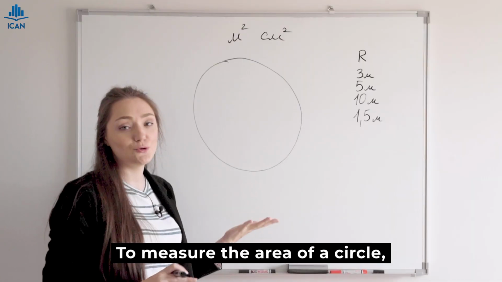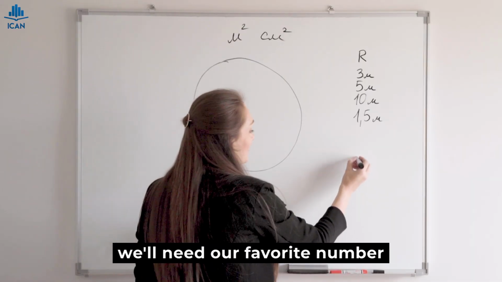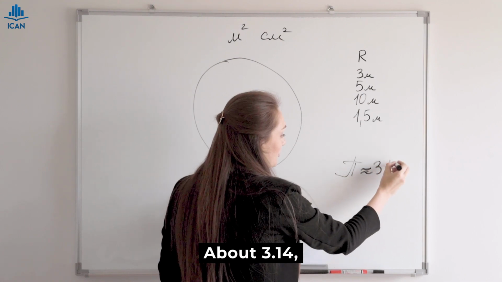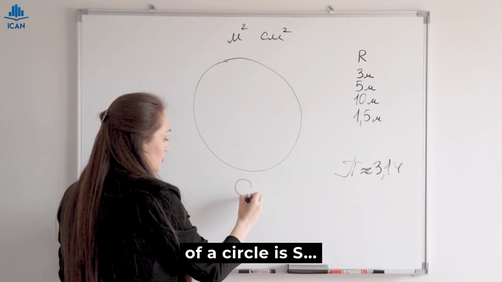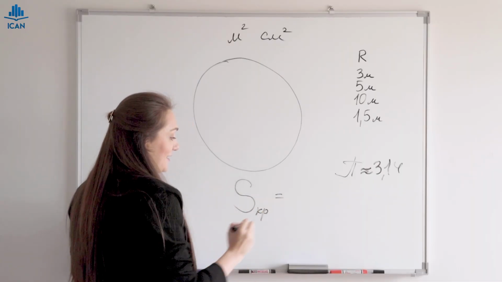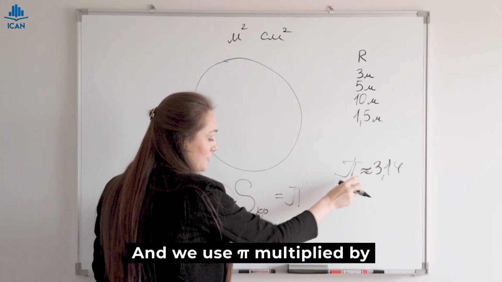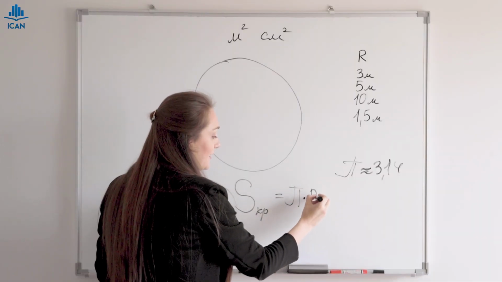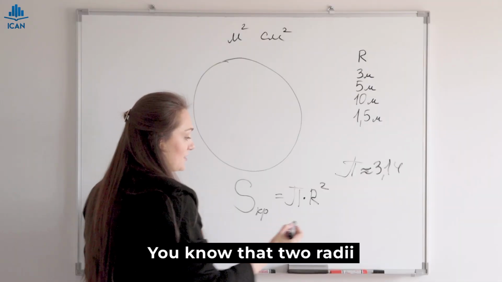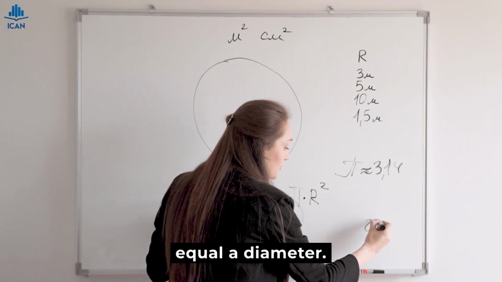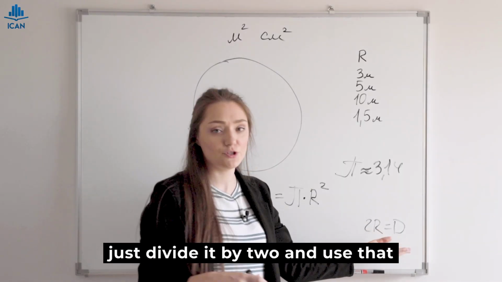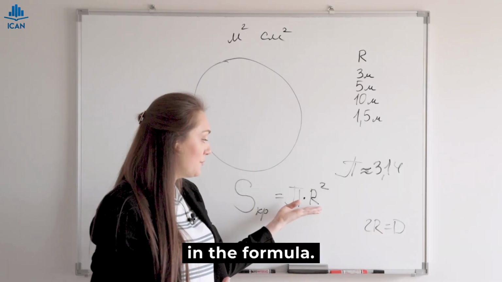To measure the area of a circle, we'll need our favorite number pi, about 3.14, and the area of a circle is S of a circle, for example, right? And we use pi multiplied by r. R is the radius squared. You know that 2 radii equal a diameter. If your problem gives you the diameter, just divide it by 2 and use that in the formula.